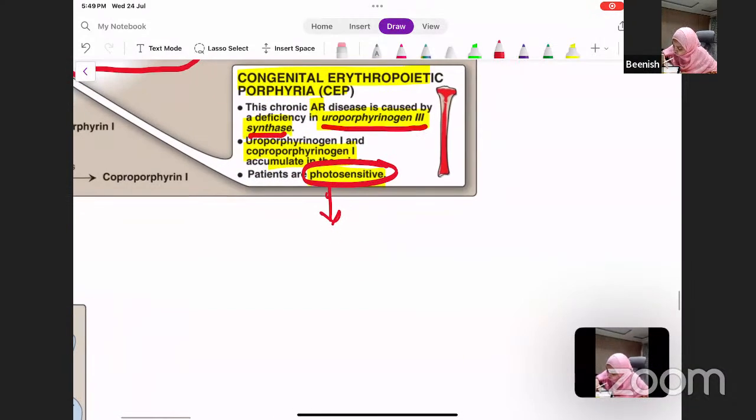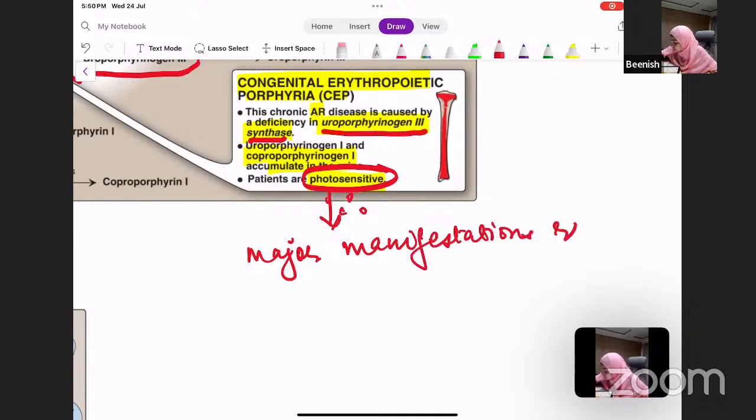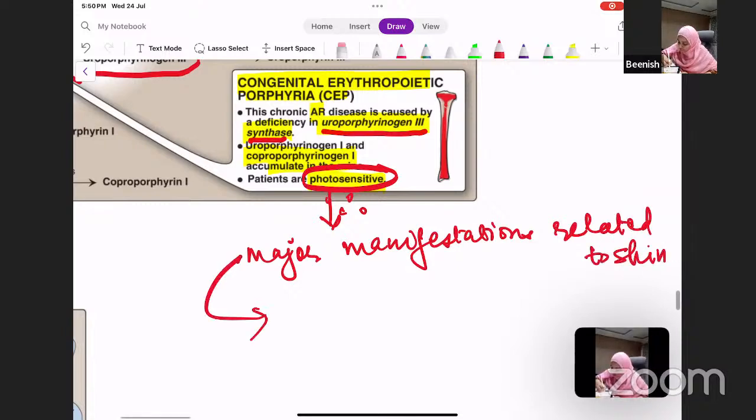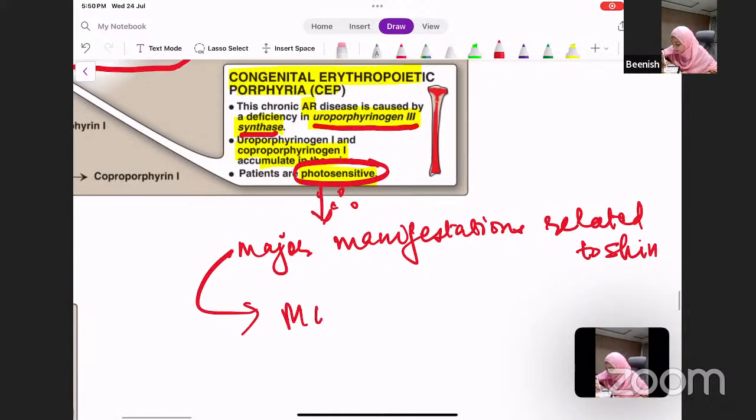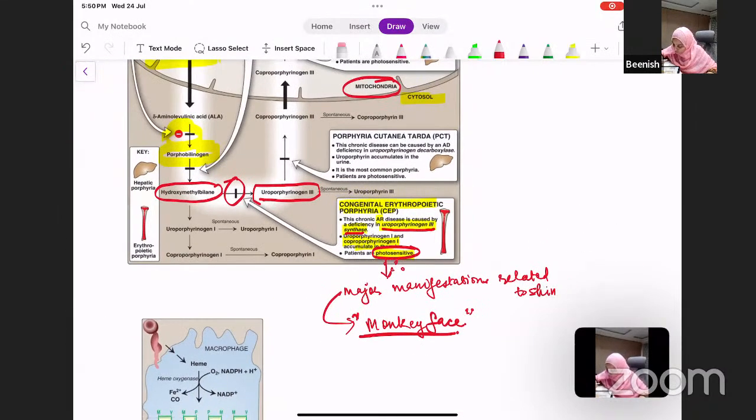This is important: since the patients are photosensitive, the major manifestations are related to skin. Another unique thing about this is monkey face. What is monkey face? Due to repeated attacks of dermatitis and scarring, it is going to lead to a typical face, which is referred to as monkey face. So that was about congenital erythropoietic porphyria.